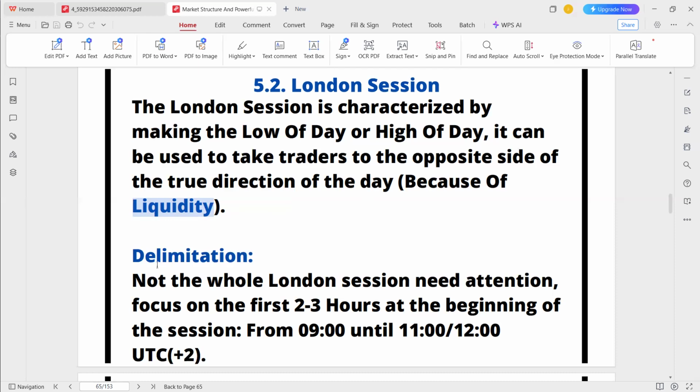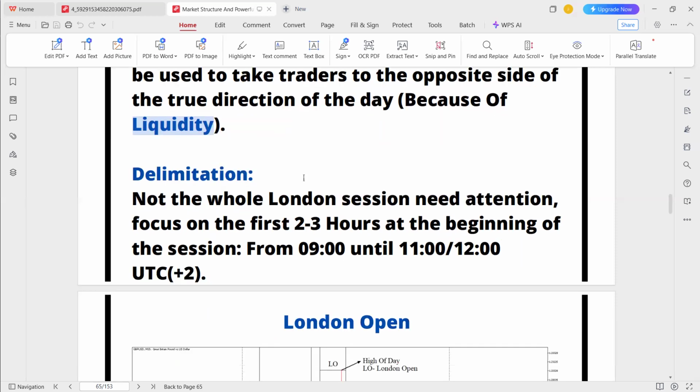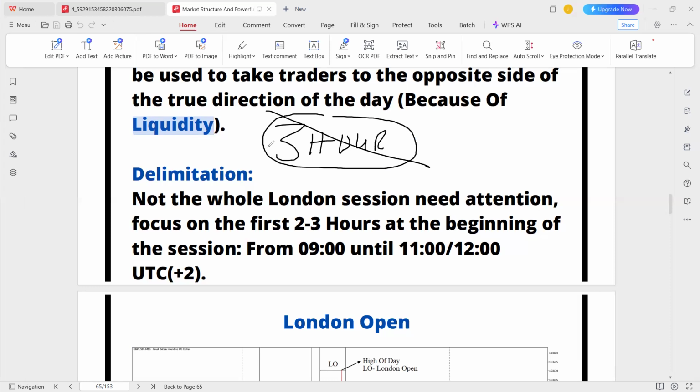So delimitation: not the whole London session needs attention. Focus on the first 2 to 3 hours at the beginning of the session, from 9 until 11 or 12 UTC plus 2. Just to clarify before we proceed, this is actually also my personal trading time. As soon as my London session opens, I've got a 3 hour trading window where I'm supposed to get a good setup. If there is no setup for me, usually I'll simply take time off, then I'll come back for the New York session.